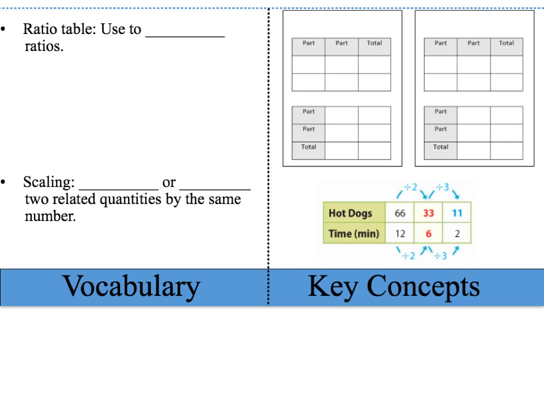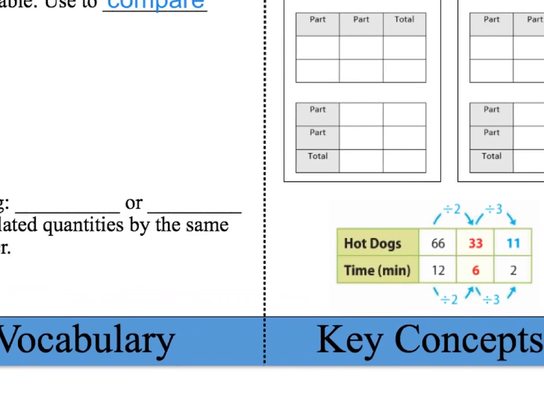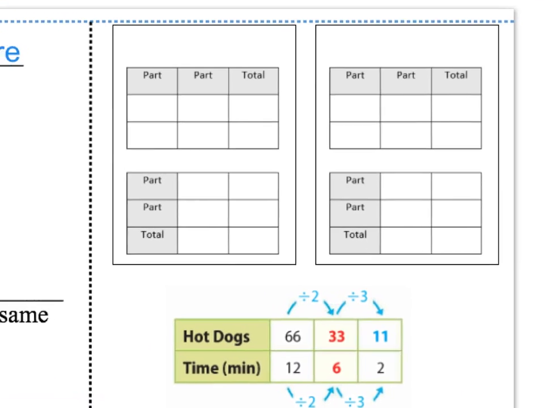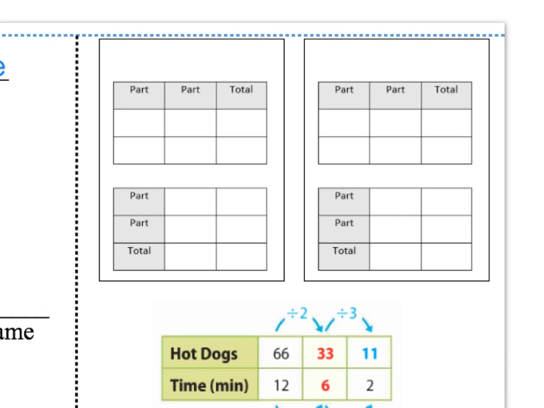Our first vocabulary word is called ratio tables. And ratio tables are used to compare ratios. So if we took a look at our ratio tables on the right-hand side of our notes on the key concept side, you may see them look different at different times. So I want you to be aware of all the different ways you might see the ratio tables.